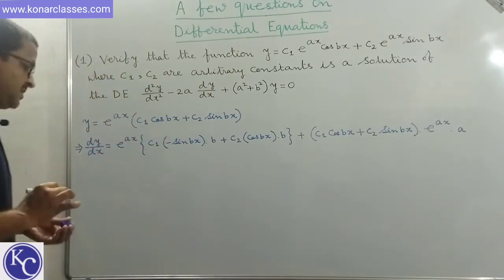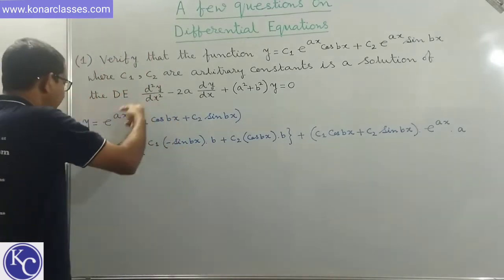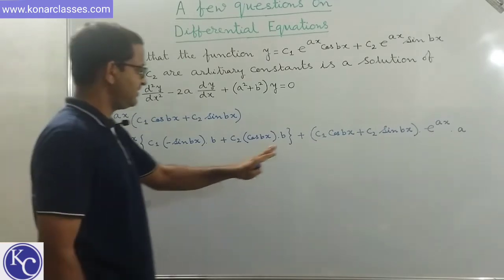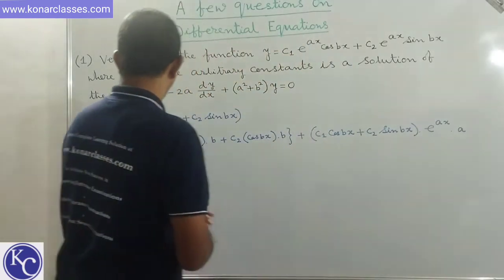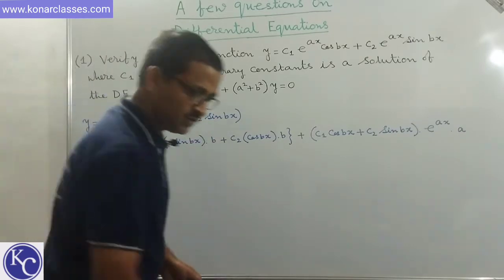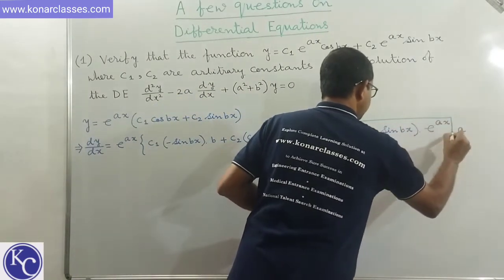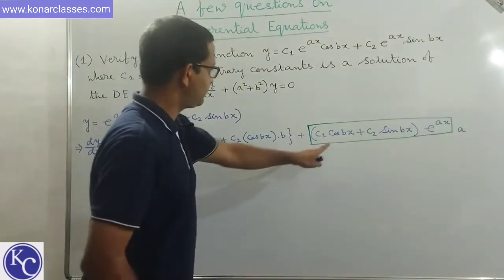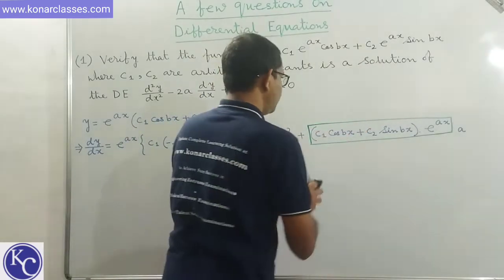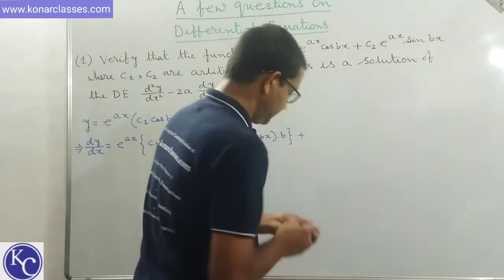Correct? Done. Now one thing we are going to do, dear students, you see that we need to find another order of differentiation d2y dx2 as it is given in the question. So for that, let us see whether we can simplify this or not. What we see, c1 cos bx plus c2 sin bx into e power ax is equal to y. So this is nothing but y, right? So instead of writing this entire expression, I can directly write it is y. So instead of this thing, we can write ay.